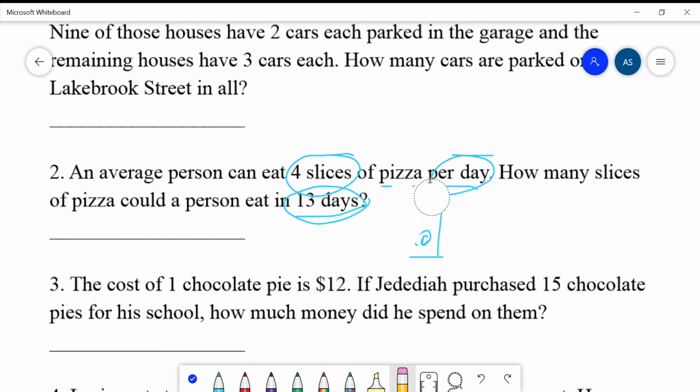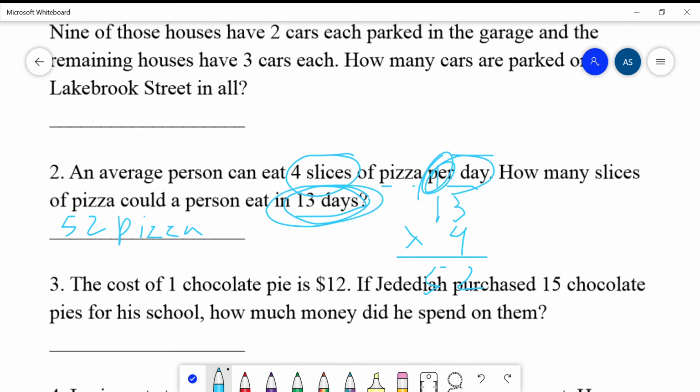So to find the answer for this, we're just going to do 13 times 4, and we do 4 times 3, which is 12, 4 times 1, which is 4, add the 1, and that is going to be 5. And so a person could eat 52 pizzas, right, in 13 days. Alright.